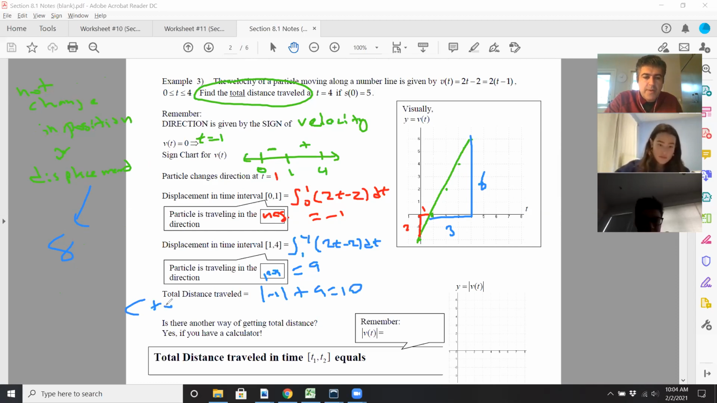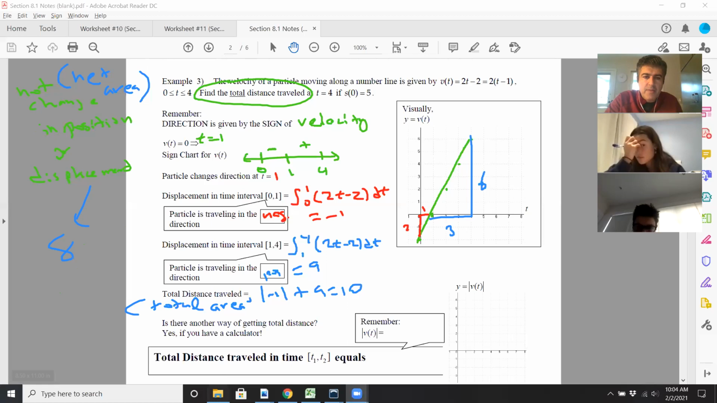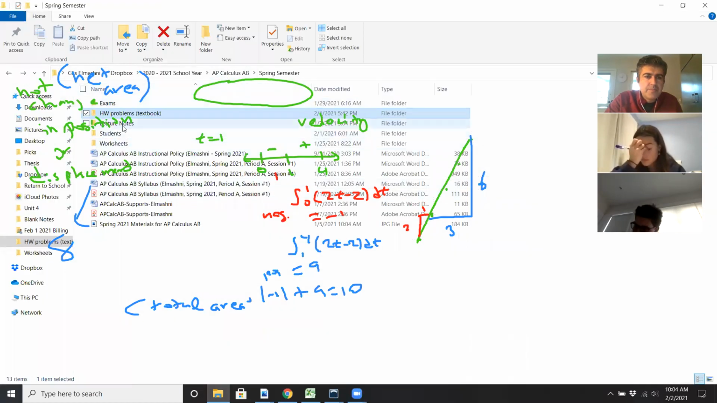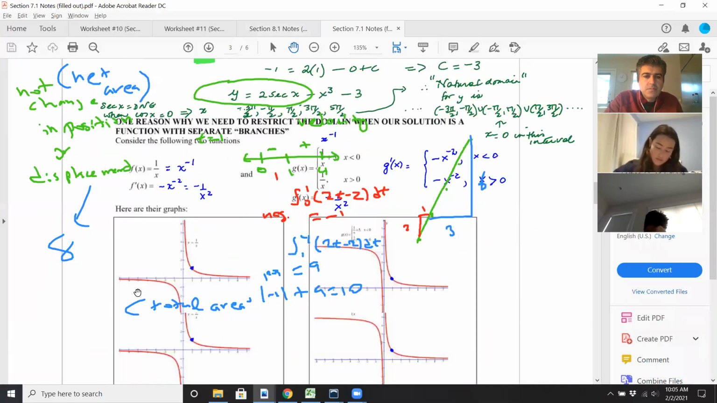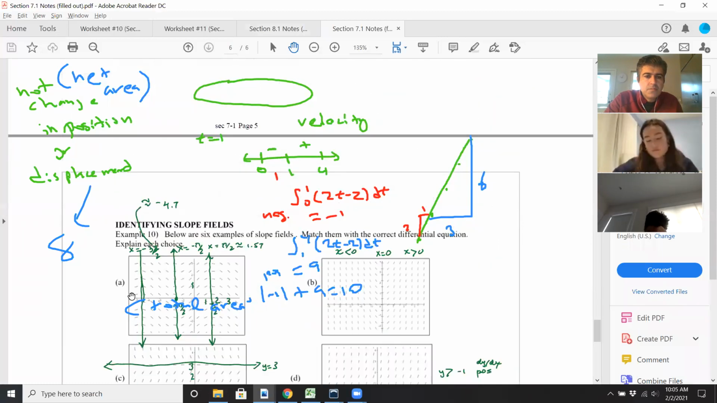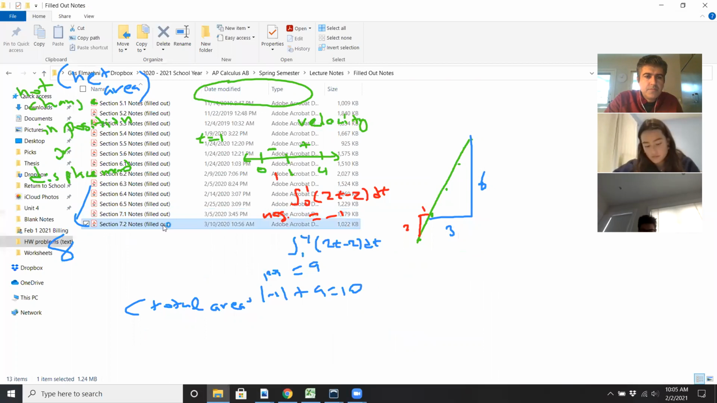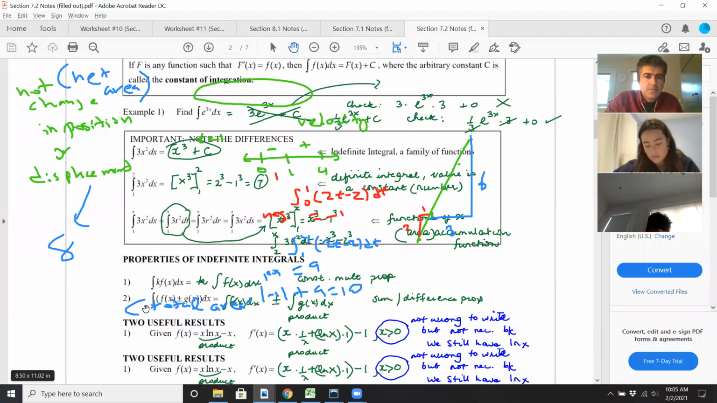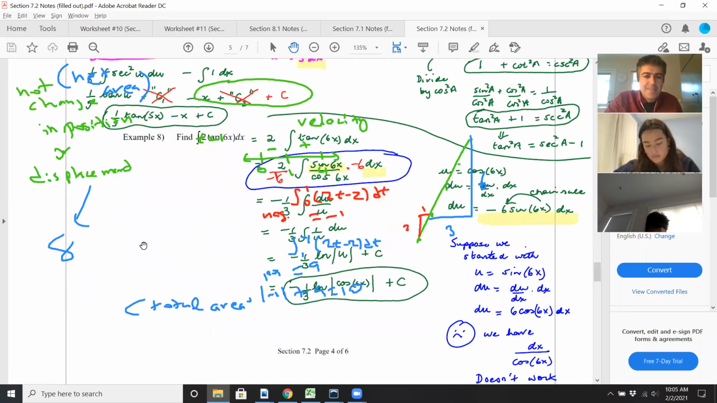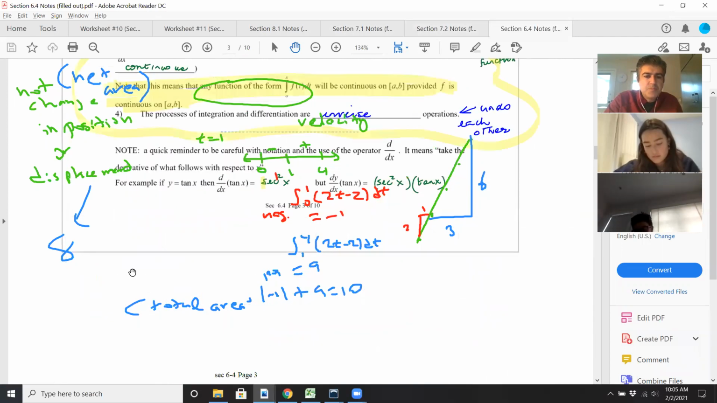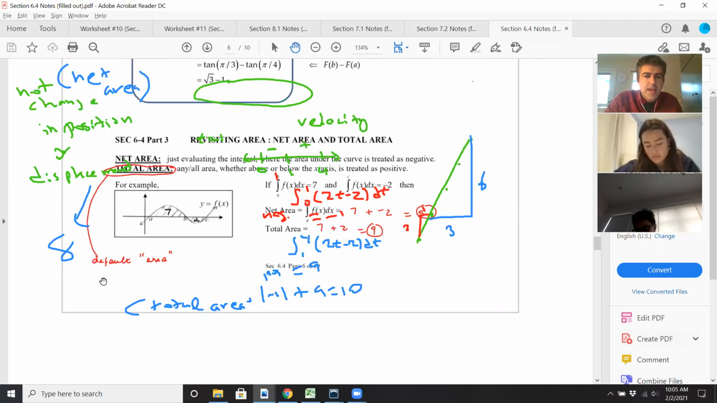Total distance is actually going to be total area. Displacement or change of position is actually net area. Remember we had that discussion last week about net area and total area. I think that was in 7.1 if I'm not mistaken. No, 7.2. Maybe. Nope, it was 6.4 actually. All right, third time's a charm. Yeah, net area and total area.